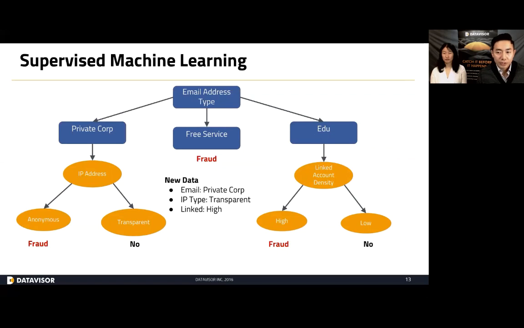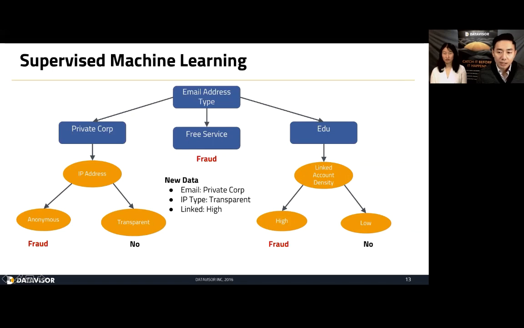So how does it predict for the new data? Well, the decision tree is like a logical formula, if you think about it, that tells you in what cases the transaction is fraudulent and what cases it's not. So if the email address type is a free service, the order is fraud. If it's a private corporation email address and the IP address is anonymous, then the order is fraud. If it's a private corporation and the IP address is transparent, then the transaction is okay. And if it's a university email and has high linked account density, the transaction is fraud. If the email is from a university and the linked account density is low, then the transaction is okay.